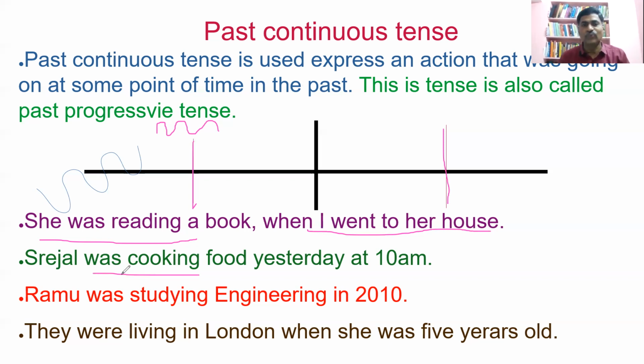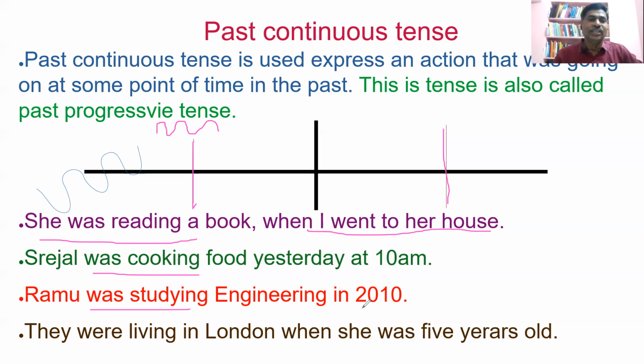Srejal was cooking food yesterday at 10 a.m. నిన్న 10 o'clock Srejal వంట చేస్తూ ఉండేను. So like that. Ramu was studying engineering in 2010. 2010లో రాము ఇంజనీరింగ్ చదువుతూ ఉండేను.